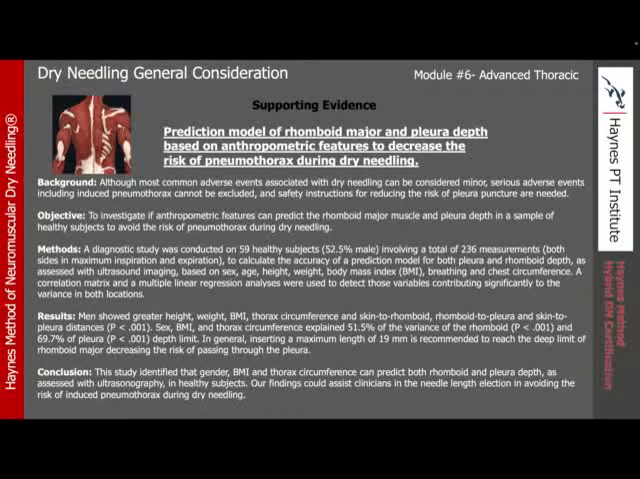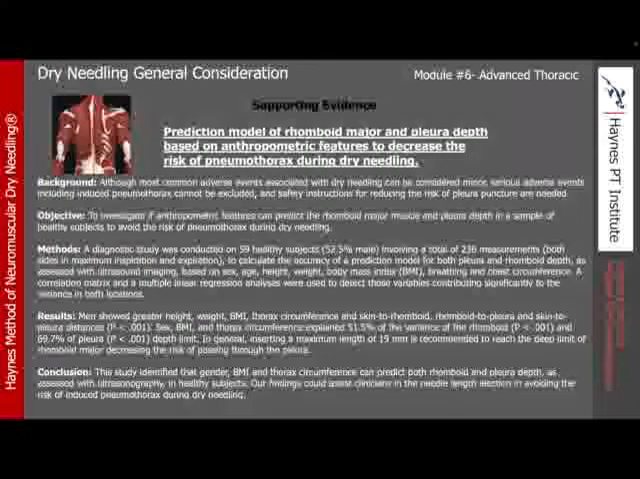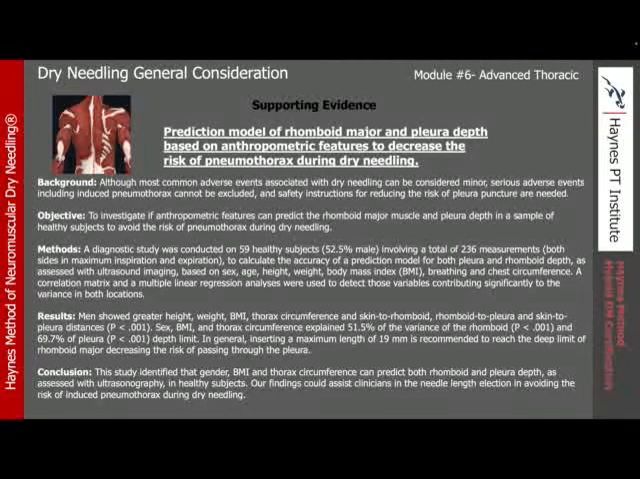No surprise there. Sex, BMI, and thorax circumference explain a little over half of the variance of the rhomboid and almost 70% of pleura depth limit. In general, inserting a maximum length of 19 millimeters is recommended to reach the deep limit of rhomboid major, decreasing the risk of passing through the pleura. The conclusion: the study identified that gender, BMI, and thorax circumference can predict both rhomboid and pleura depth as assessed with ultrasonography in healthy subjects. Our findings could assist clinicians in the needle length selection, avoiding the risk of induced pneumothorax during dry needling.